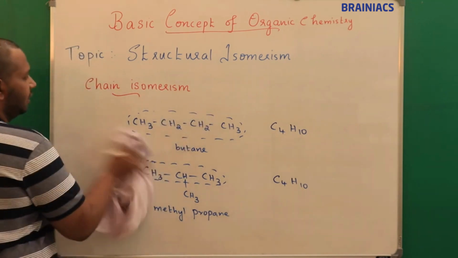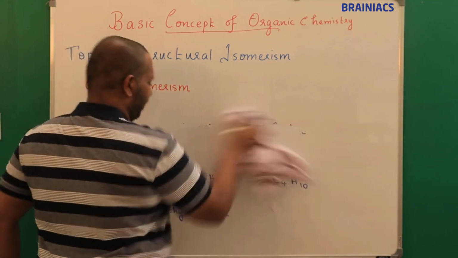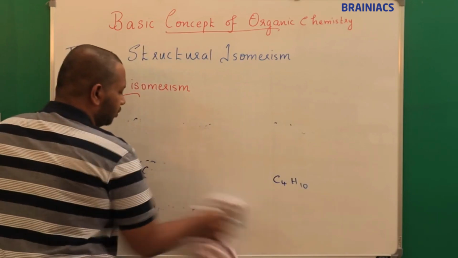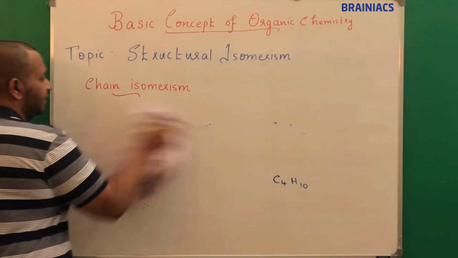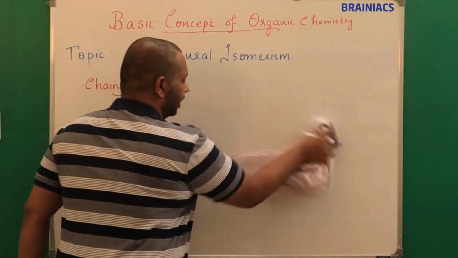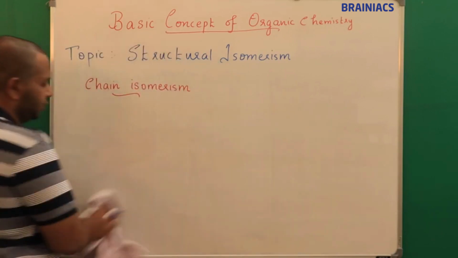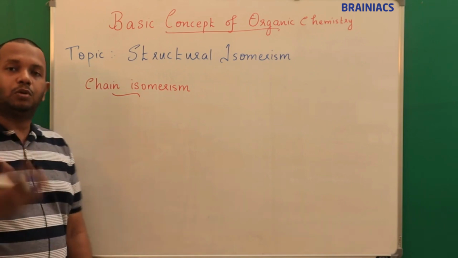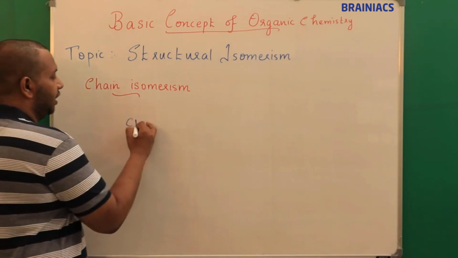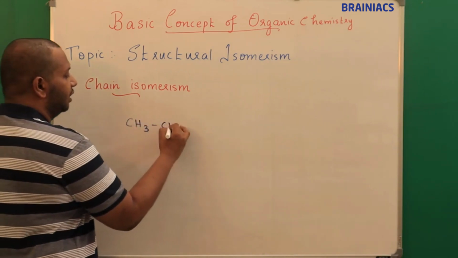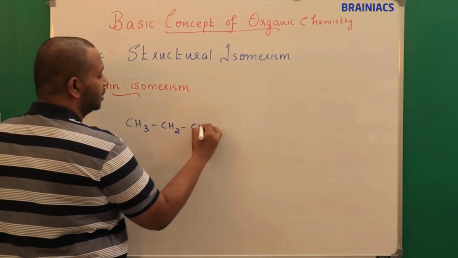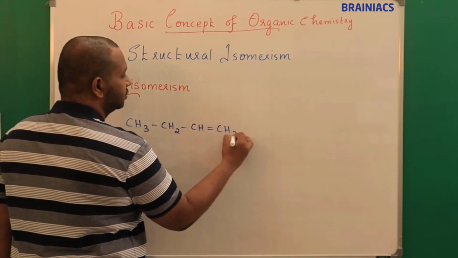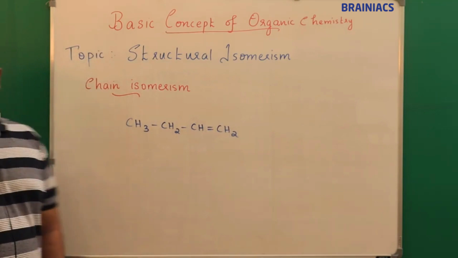So this is example 1. Butane and 2-methylpropane are what sort of isomers? You now know that they are chain isomers because they differ in the principal carbon chain. Now let's see the next example. I am going to take butene. So CH3, CH2, CH double bond CH2. So this is butene, correct?